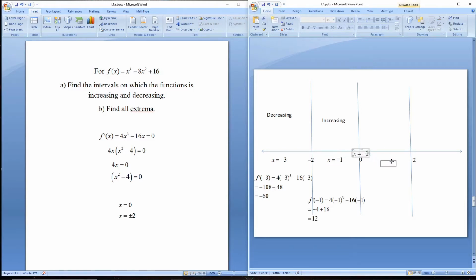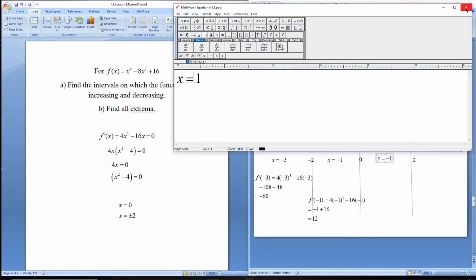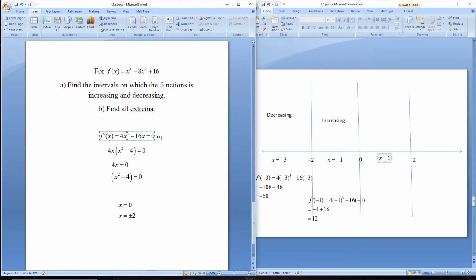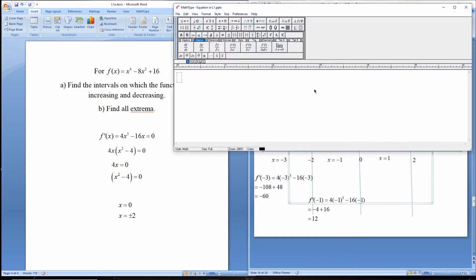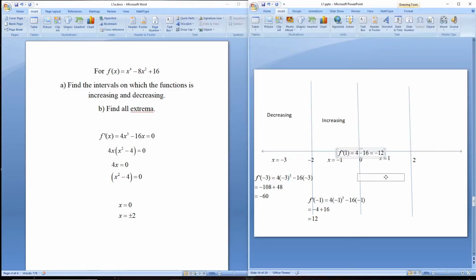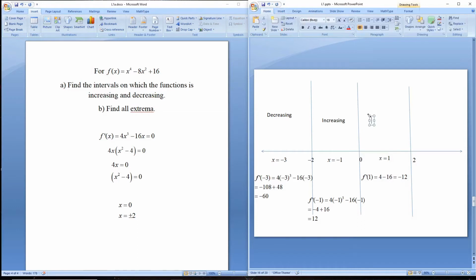So we'll go to the next region, 0 and +2. Well, let's take a positive one now, 1, and we'll plug that into the derivative to see what the function is doing. So we'll have 1 cubed here, which is just 1, so we'll have a 4, and -16 to get us then a -12. And our derivative is negative, thus this region must be decreasing.